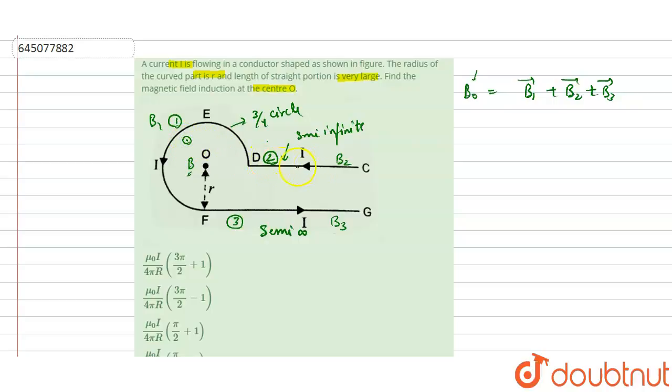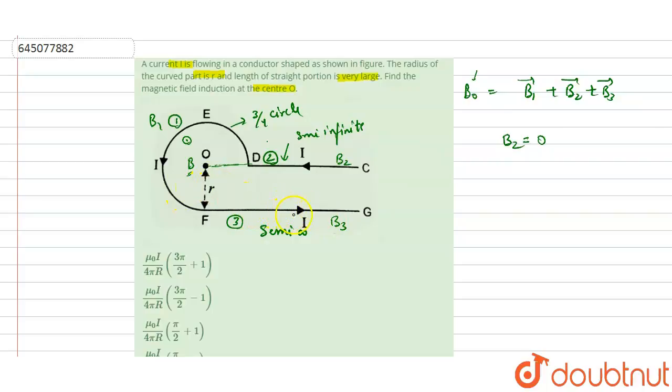Now the point lies along this conductor, so there will be no magnetic field due to this wire, since the perpendicular distance from the wire is 0. So the magnetic field due to the second part, which is B2, is equal to 0.